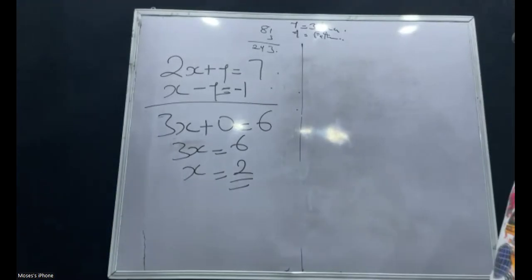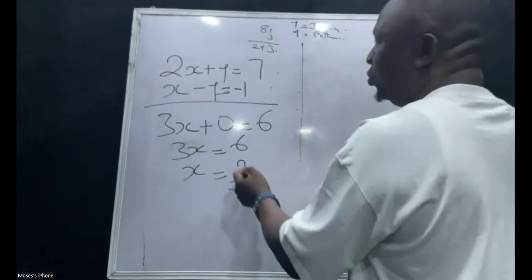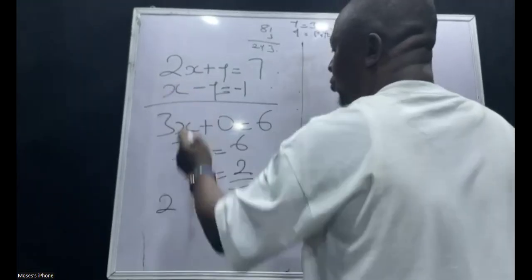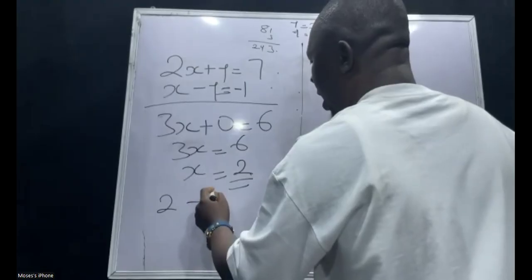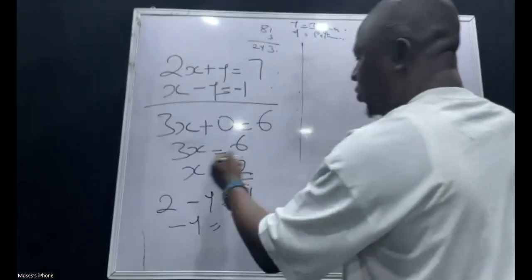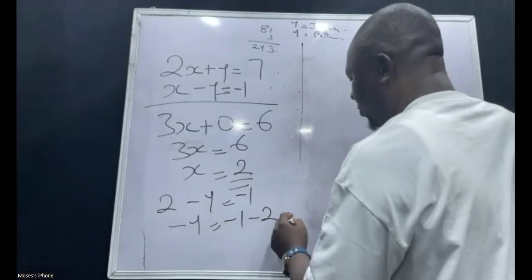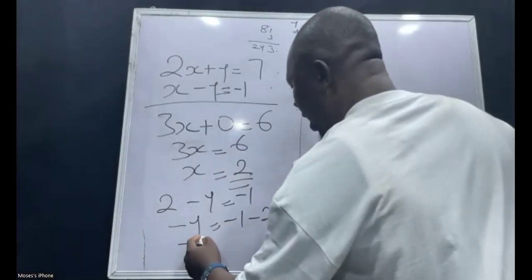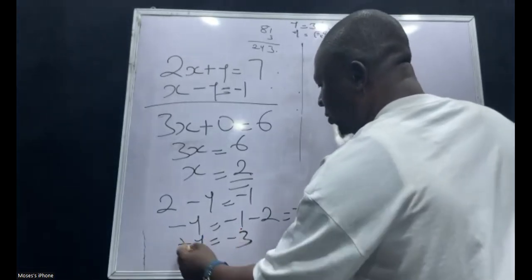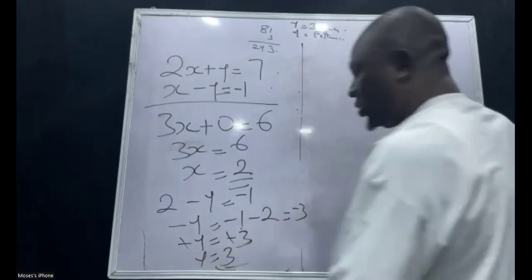Now, how did they get 3? They substitute 2 for x here, making 2 minus y equals to -1. If this 2 comes over here, -1 minus 2 is -3. Now, minus y equals to -3. For you to get your y, minus cancels minus, so y equals to 3.